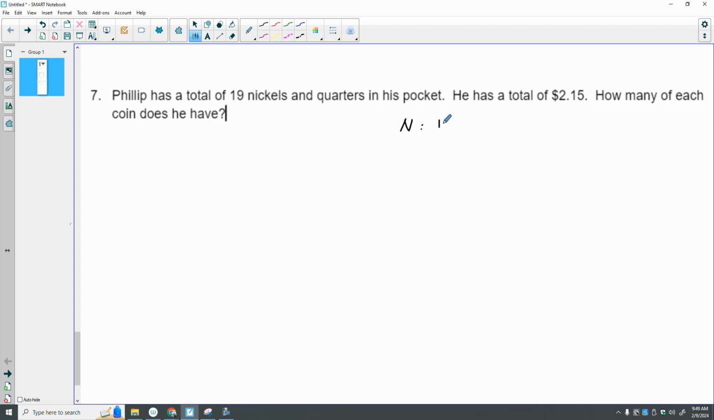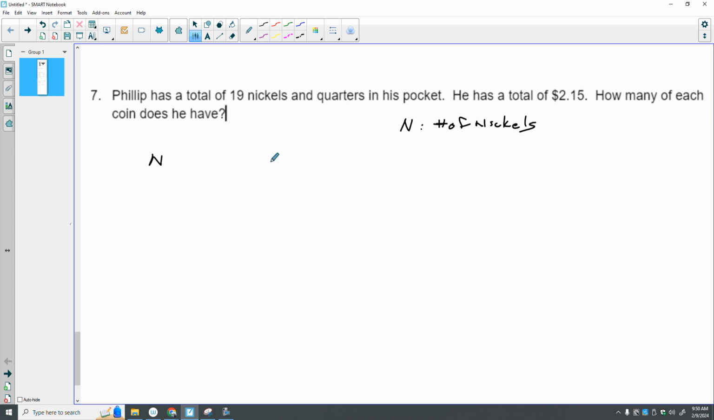I'm going to call N the number of nickels. And I'm going to call Q the number of, no, I'm not going to do that. We're just going to stick with not breaking any rules. N's the number of nickels. Okay, so let's write the first scenario. We know that the number of nickels plus the number of quarters is equal to 19.